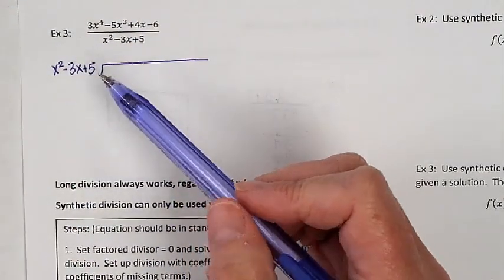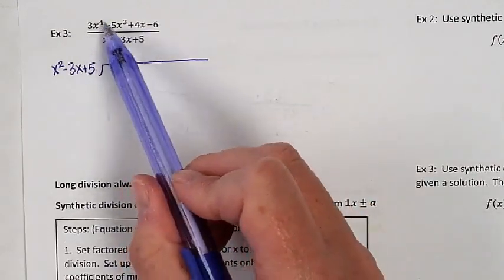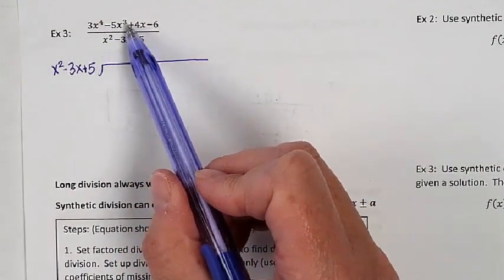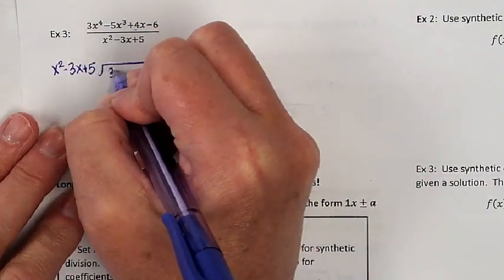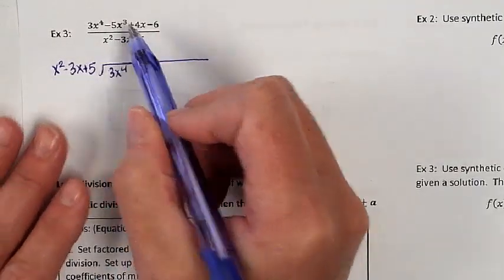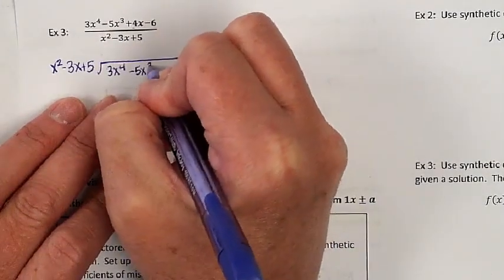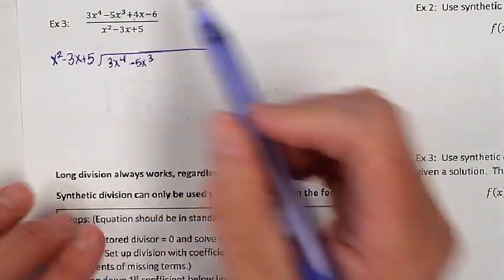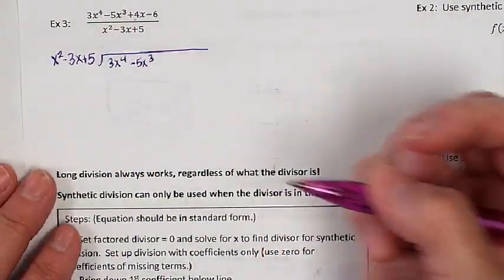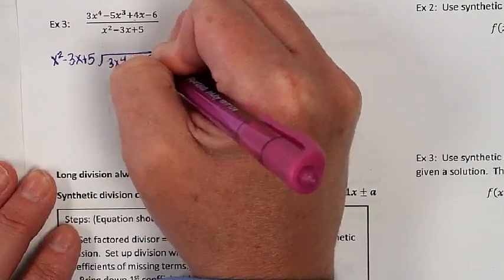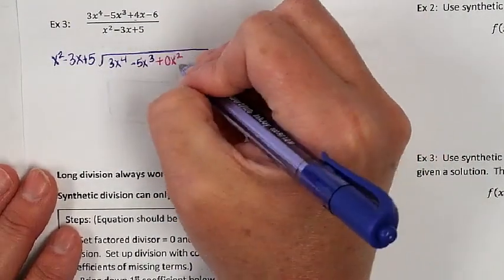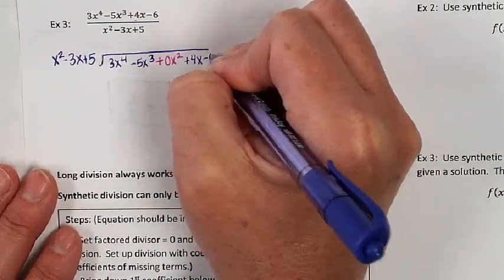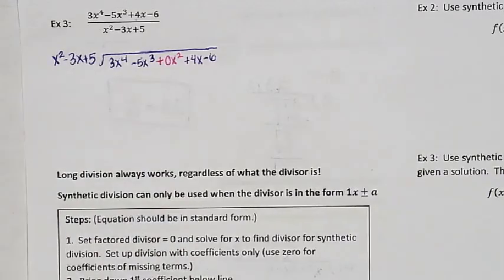Now for the 3x to the fourth minus 5x cubed plus 4x minus 6, it is in standard form. So we have 3x to the fourth, then we have the minus 5x cubed, then here it goes straight to 4x. So we are missing the square term. So I'm going to add it as a plus 0x squared. And then we have a plus 4x minus 6. The reason we do that, it's like a placeholder.